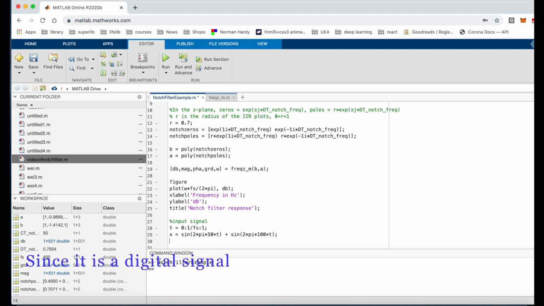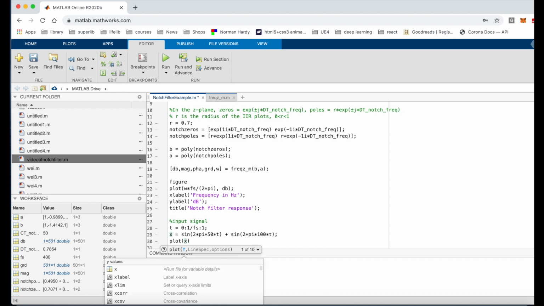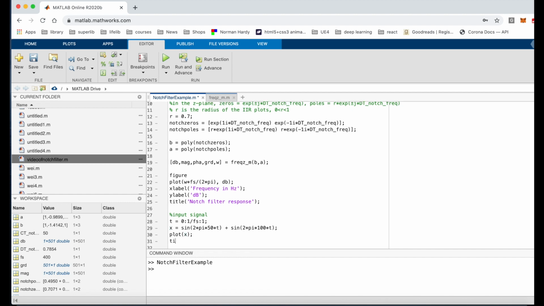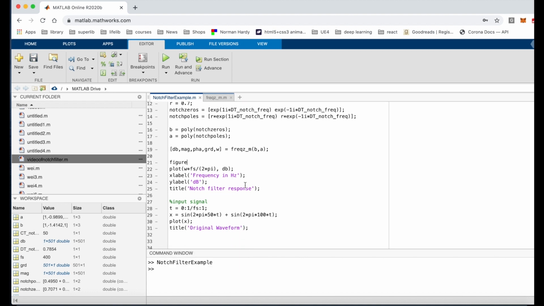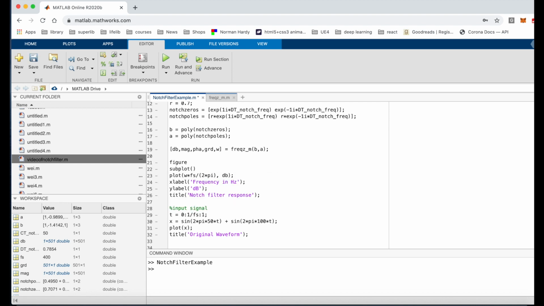Since it's a digital signal, we could plot the input signal first. This one is for the original waveform in the time domain. Since here there are a lot of plots, we could add a subplot. This one we could give it 2 to 1. The second plot here will be 2 to 2.